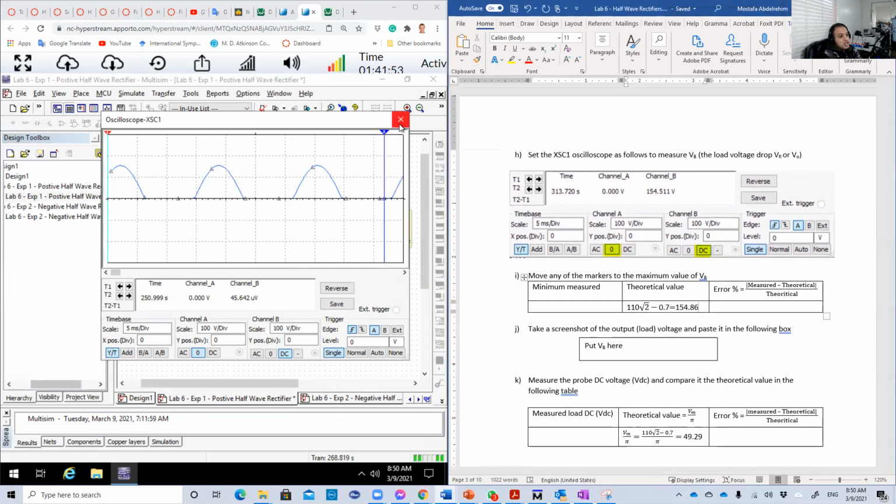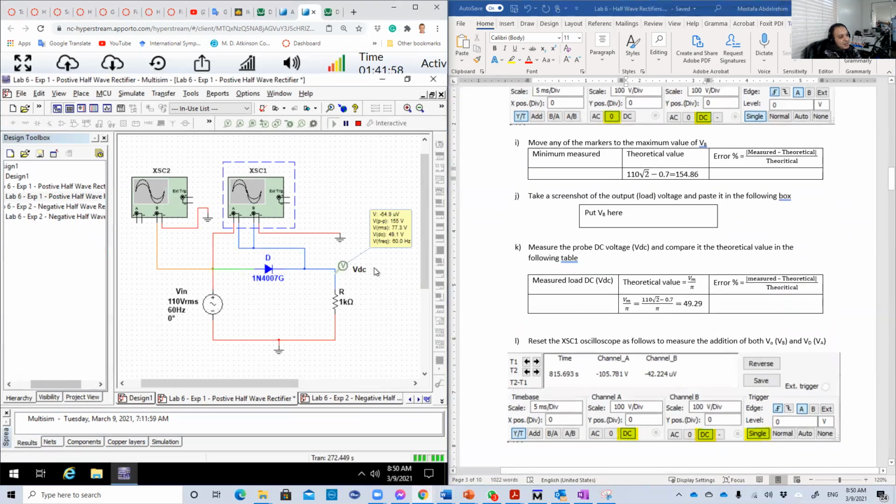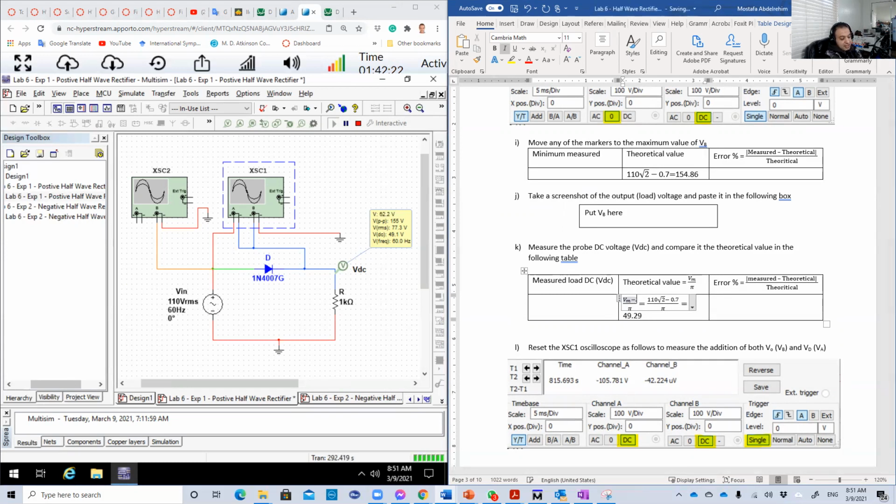And now it's time to measure the DC. We're going to close this, and the DC is really very easy. Since we put a probe here, the probe will just measure the DC for us. So VDC, which is the average value of the load voltage, is 49.1. And we know the theoretical value for this. In the lecture, the theoretical value was Vmax over pi if we use the ideal voltage model. But if we use the practical model, or the constant voltage model, this value will be (Vmax minus 0.7) over pi.